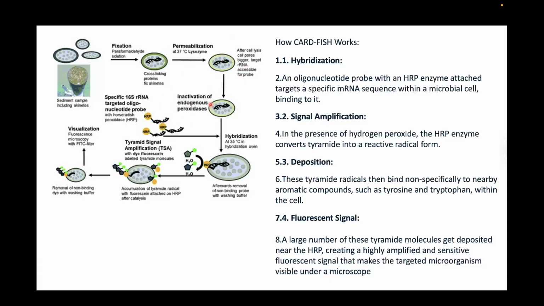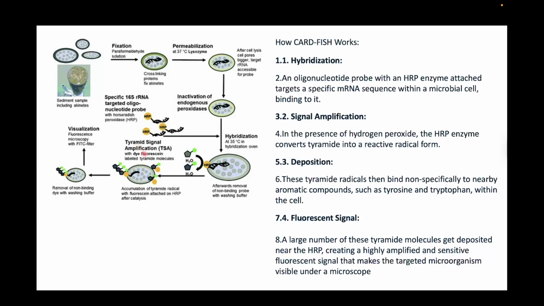Then you inactivate endogenous peroxidase in the cell by treating it for quenching the superoxide radicals and the peroxide radicals, hybridize the specific 16S rRNA or mRNA oligonucleotide probes to these cells at 35 degrees, and afterwards removal of non-binding probe by washing the excess probe, accumulation of tyramide radical with fluorescein attached on HRP after catalysis.